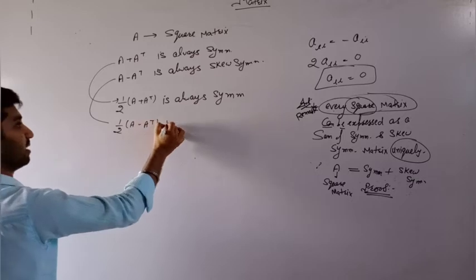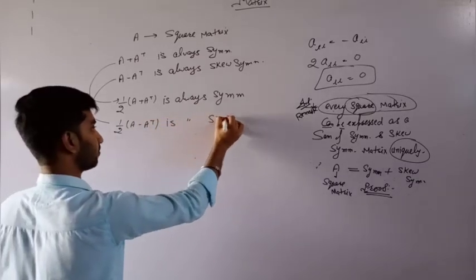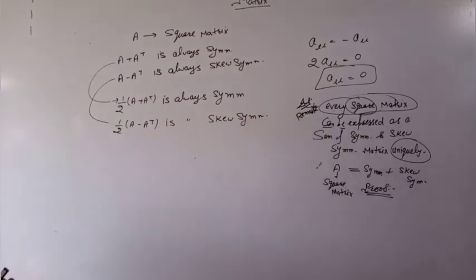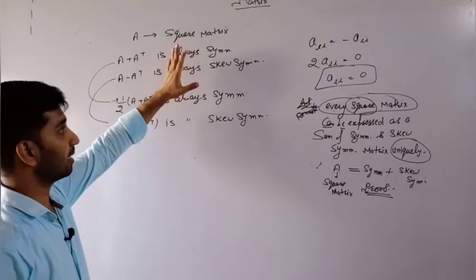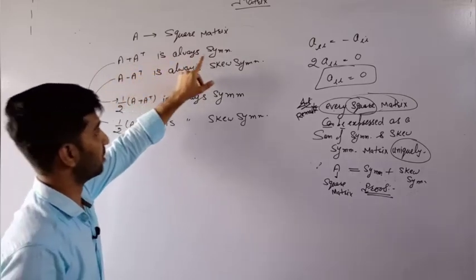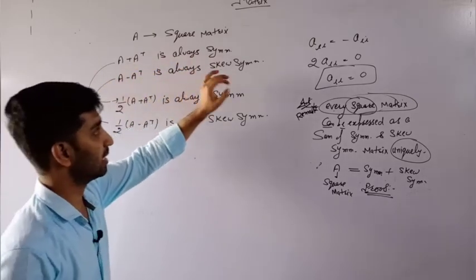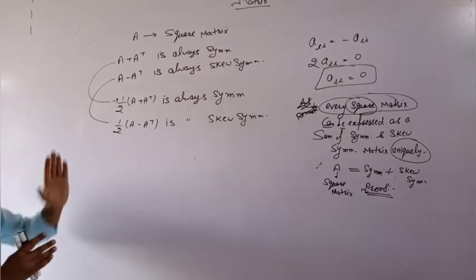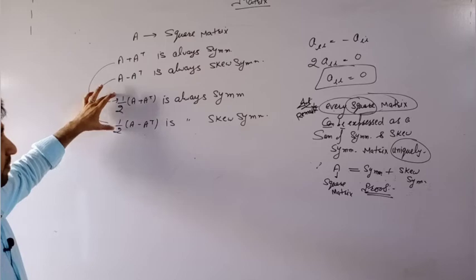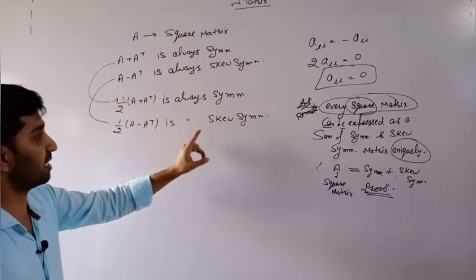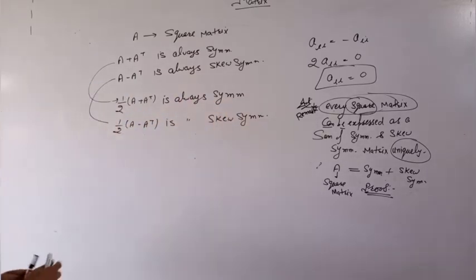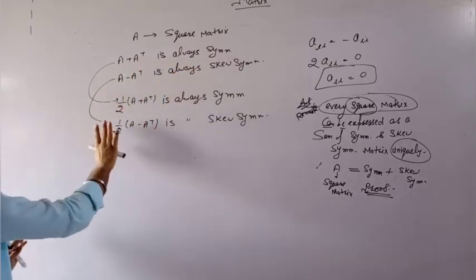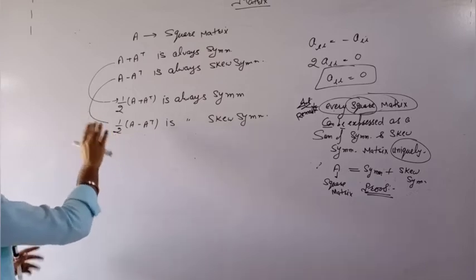And similarly, half of A minus A transpose is always skew symmetric. We have proved that A plus A transpose is always symmetric, and A minus A transpose is always skew symmetric. If a symmetric or skew symmetric matrix is multiplied by any scalar quantity, then symmetric will remain symmetric and skew symmetric will remain skew symmetric. यदि इसको किसी भी स्केलर से मल्टीप्लाई कर दें 1/2, 1/3, 1/4, 2, 3, 4 तो ये सिमेट्रिक रहने वाली है.